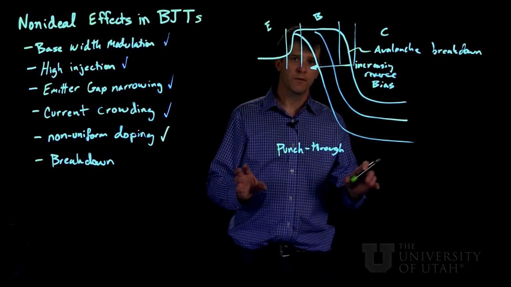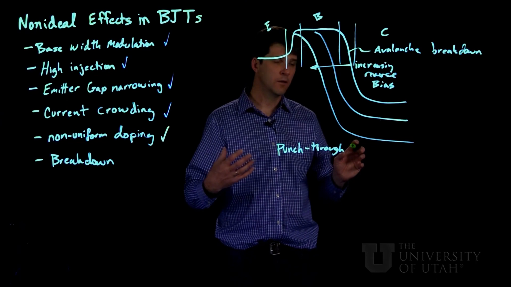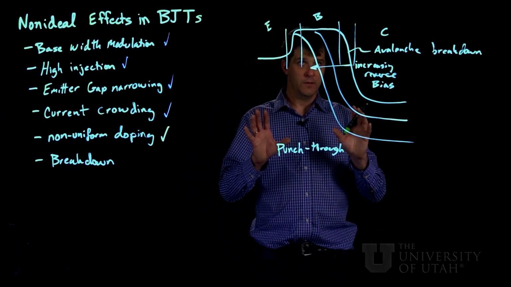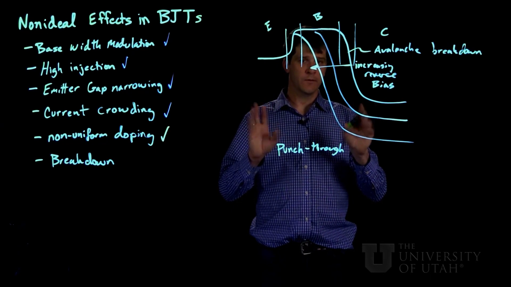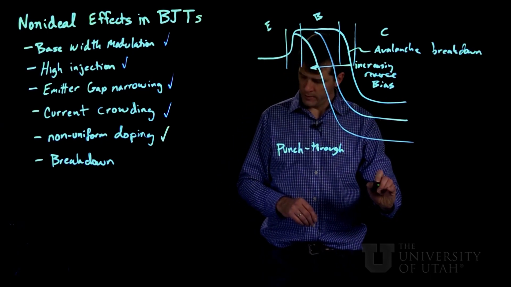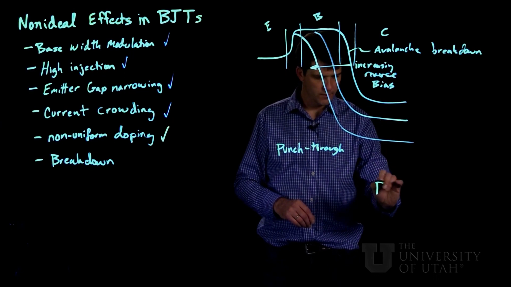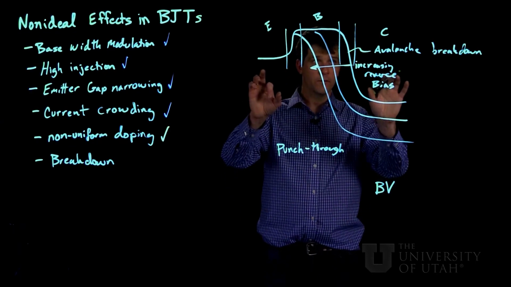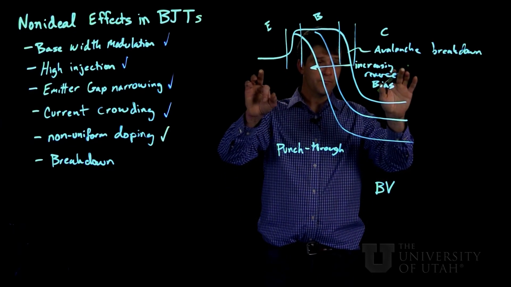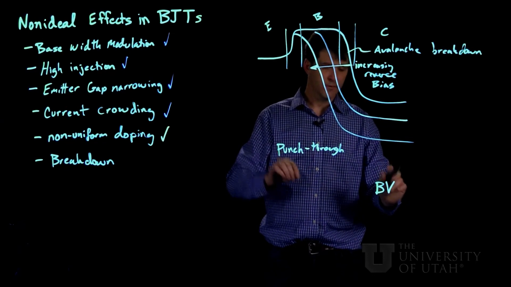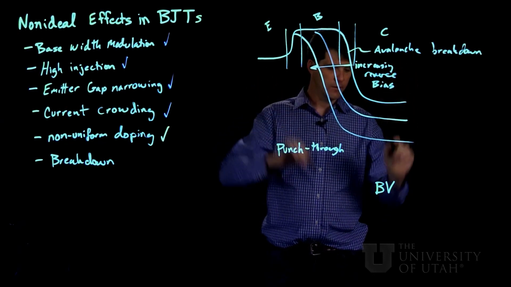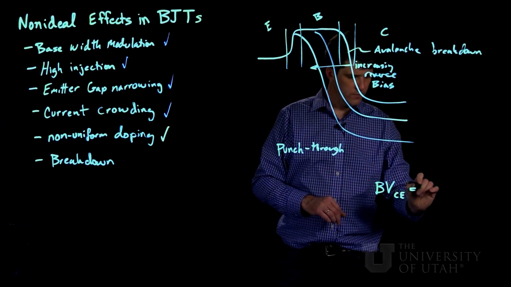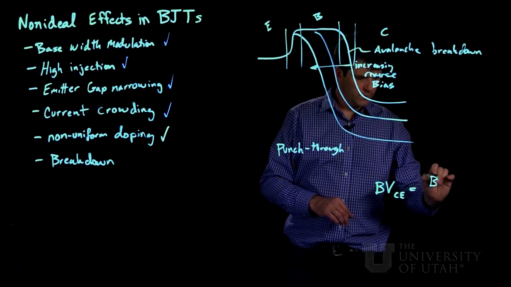There's some detailed analysis in textbooks about this, but we'll just mention that the fact that the transistor has gain makes the breakdown voltage for the structure in terms of the bias applied between the emitter and collector a little bit smaller than it would be otherwise.